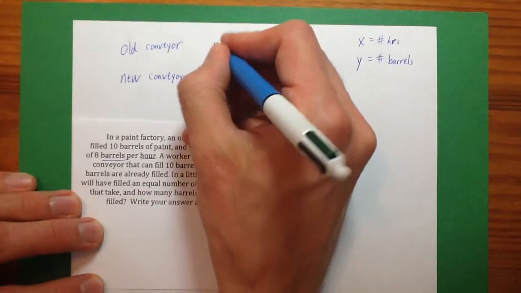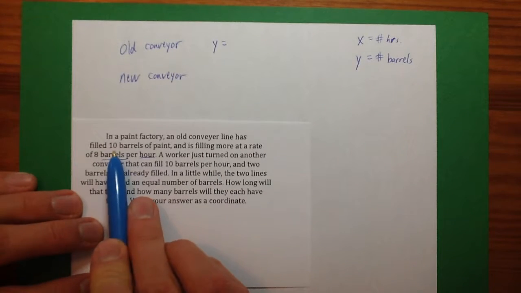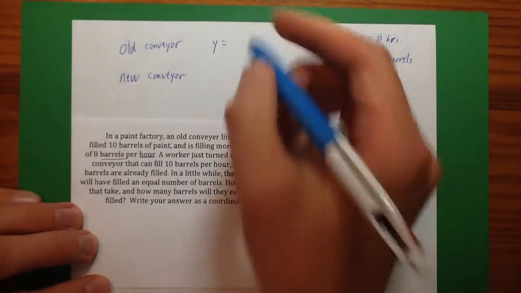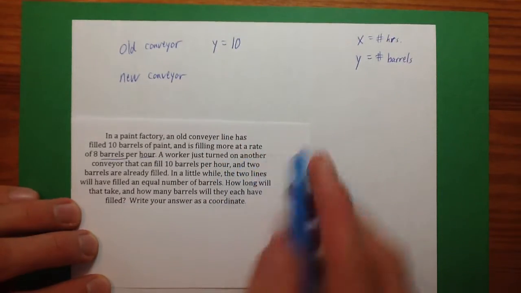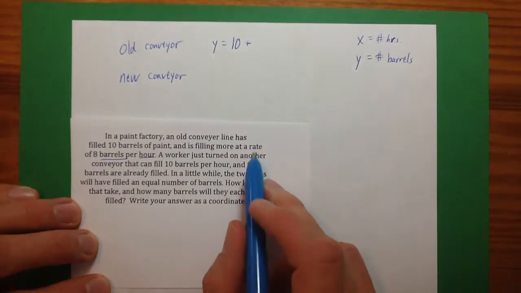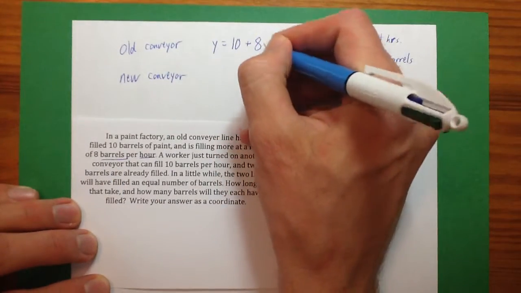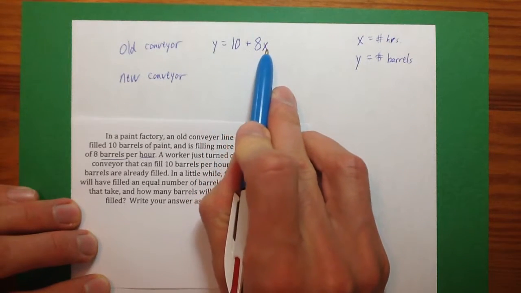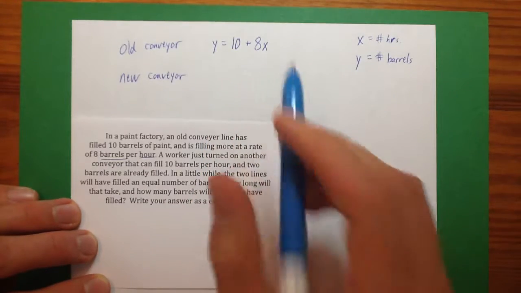So the old conveyor belt is y equals, let's see, it had 10 barrels of paint. It had just 10 of them. And it's filling more, so there's more to come. So we're going to add at a rate of 8 barrels per hour. This is actually a linear equation. It's y equals, it's a little backwards, but mx plus b, because the b is positive.